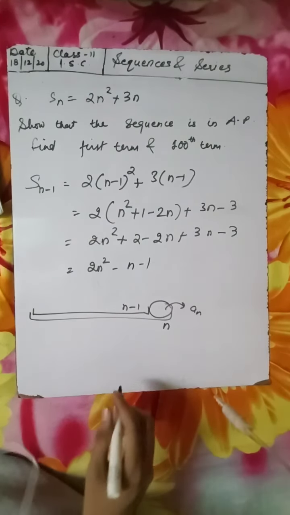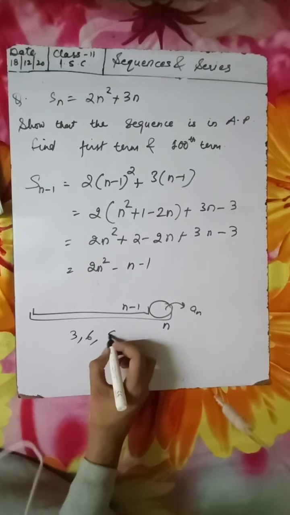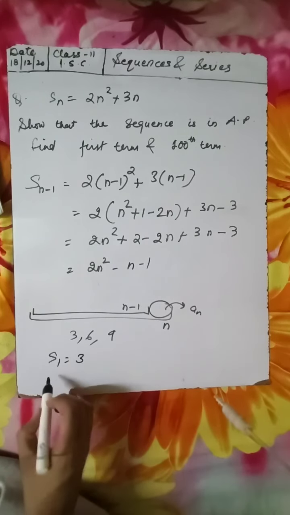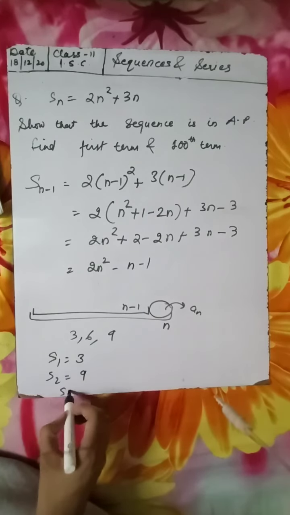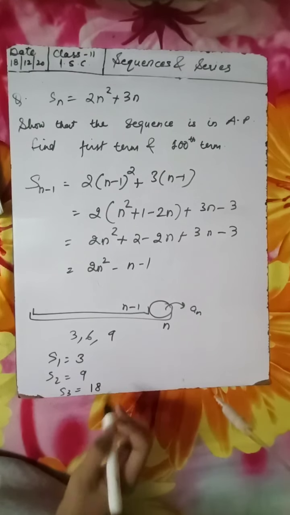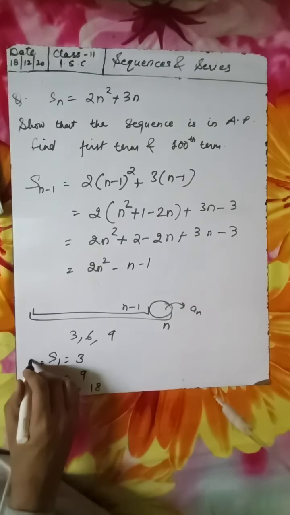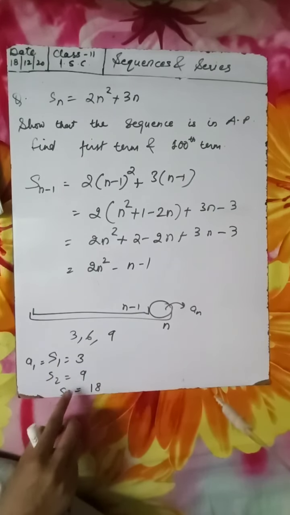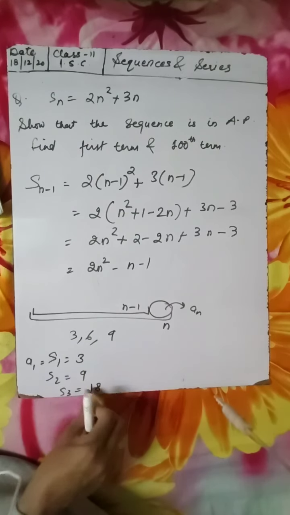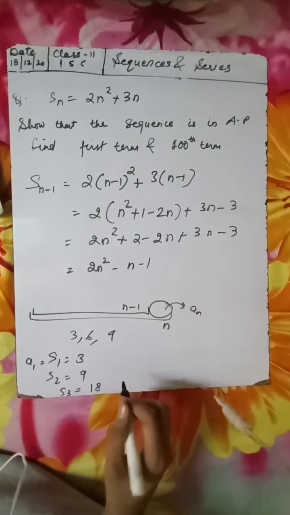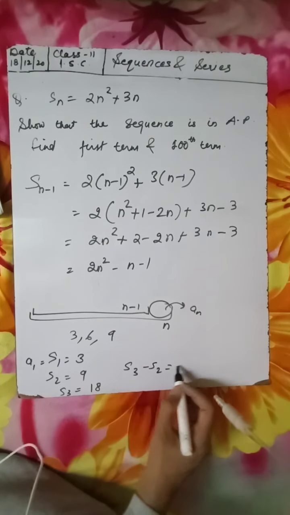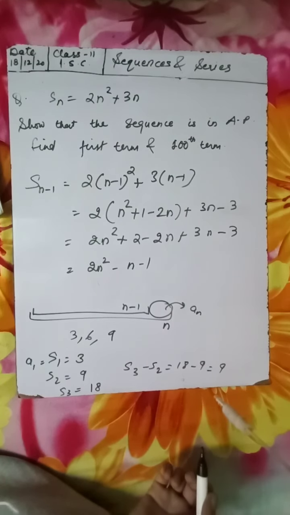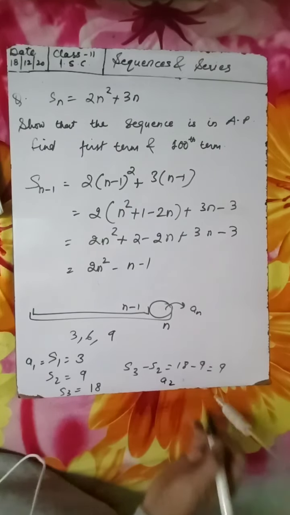Why? See, for example, if you have 3, 6 and 9, what will be S1? It will be 3. What will be S2? This will be 9. What will be S3? It will be 18, because S1 is nothing but a1. S2 means 3 plus 6, 9, and S3 is 3 plus 6 plus 9, which is 18. So if I do S3 minus S2, that is 18 minus 9, we are getting 9, which is nothing but our a2 term.